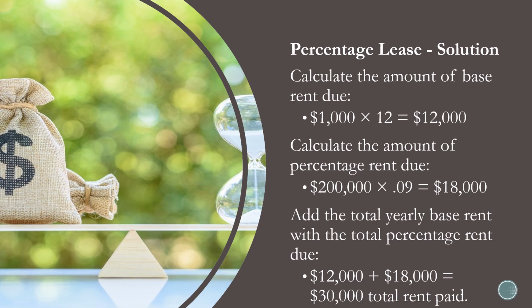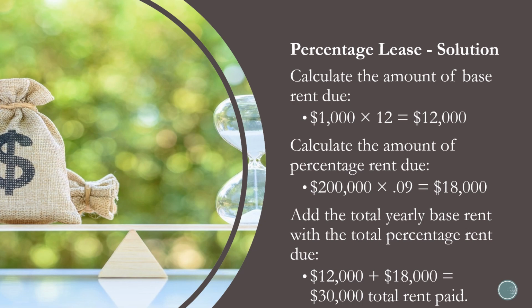Then you calculate the amount of percentage rent due. So for that, we have our $200,000 in sales multiplied by 9%, in our calculator 0.09, to equal $18,000 as our additional rent due based on the gross sales.